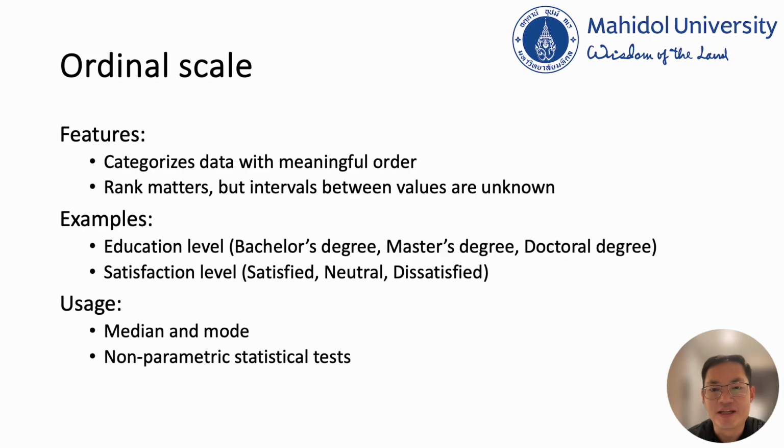The ordinal scale classifies data into categories that have a meaningful order. However, the intervals between the values are not known or consistent. For instance, satisfaction levels from dissatisfied to satisfied, or educational levels such as bachelor's, master's, and doctoral degrees. We can see one rank is higher than another, but we can't determine how much higher. Median and mode can be used, and this scale is analyzed with non-parametric tests.